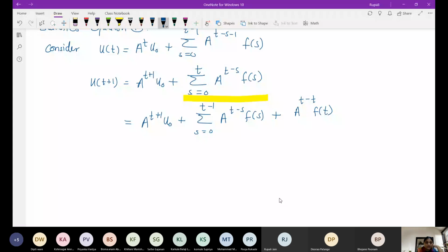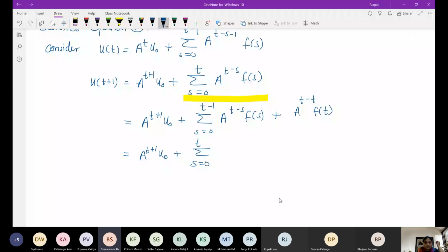Are you there? Students, are you there? Yes, ma'am. So please reply whenever I am asking something. I can't see you. If you reply, then I will come to know you are there with me.